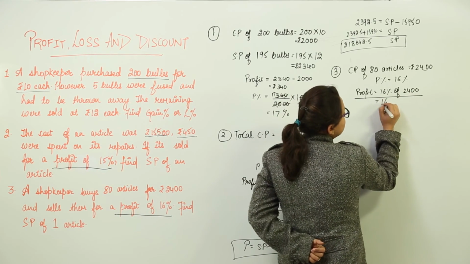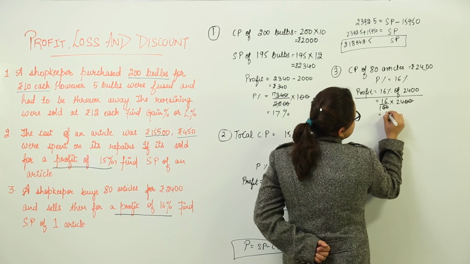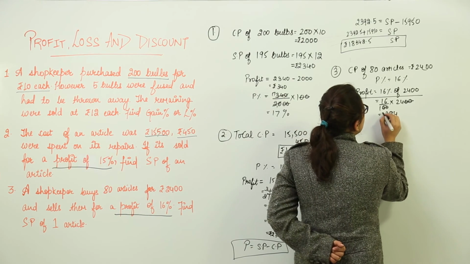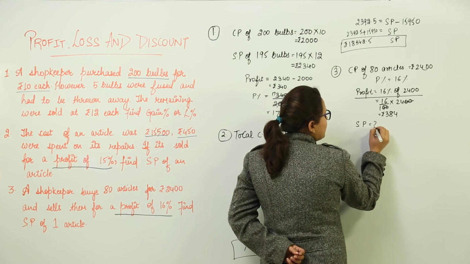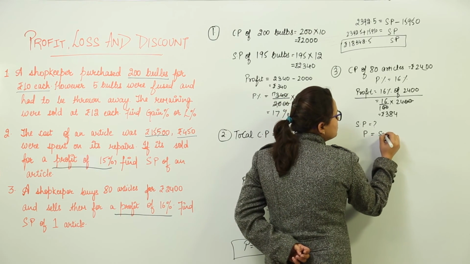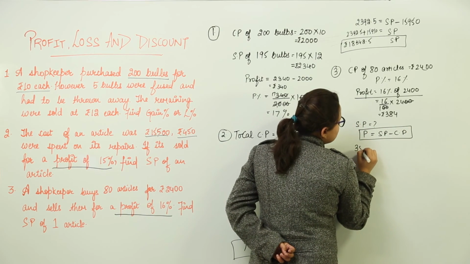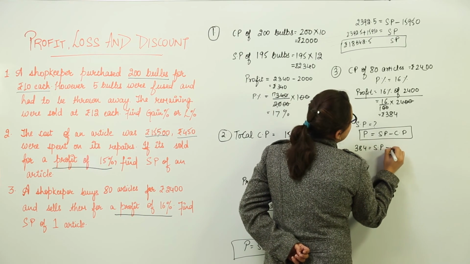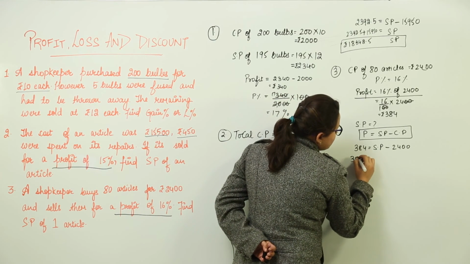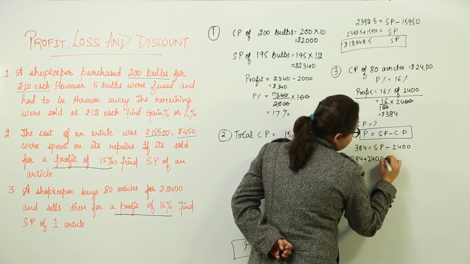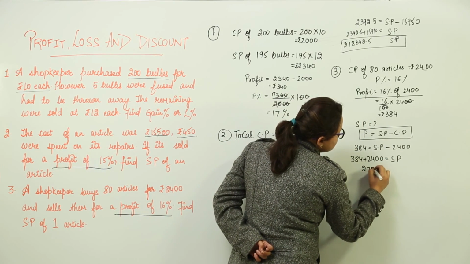So let us find this out. 16 upon 100 into 2400. Zeros get cancelled. We are left with 384. Now this is the profit. The next step is finding the selling price. I told you the formula, profit is equal to SP minus CP. We will be using this formula again because profit is 384. Selling price is what we have to find out, and cost price is provided to us as minus 2400. Now we will solve this and get 384 plus 2400 equal to SP. So SP comes out to be 2784.